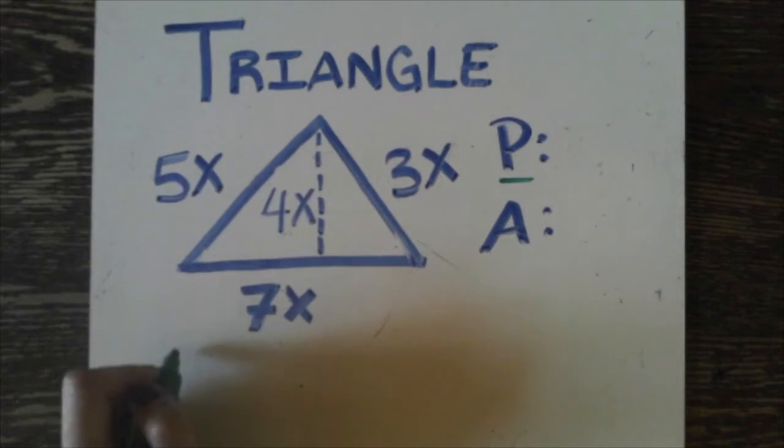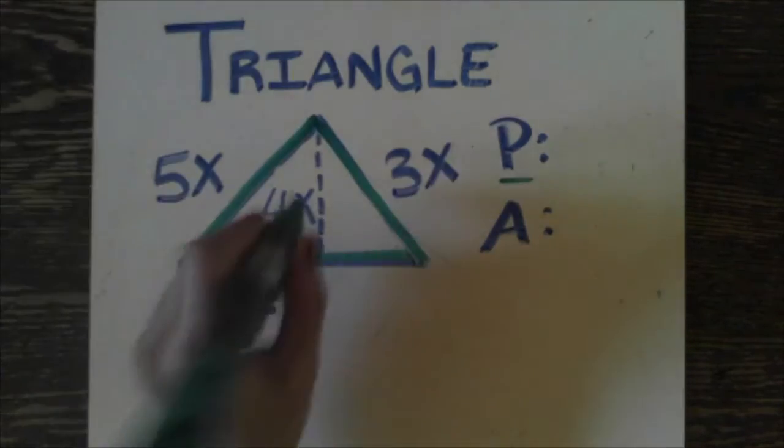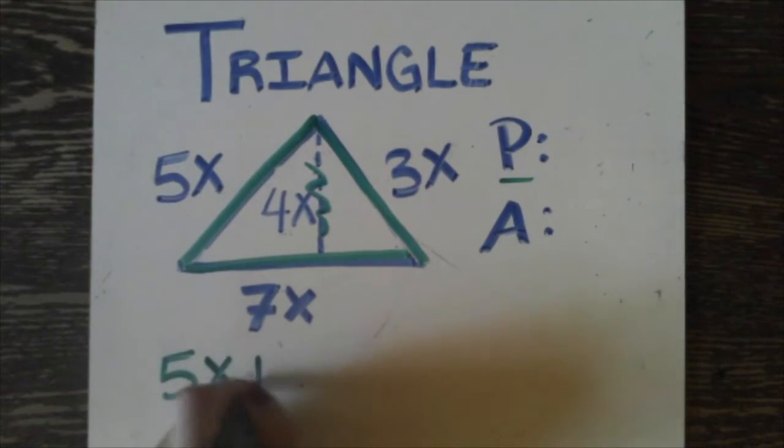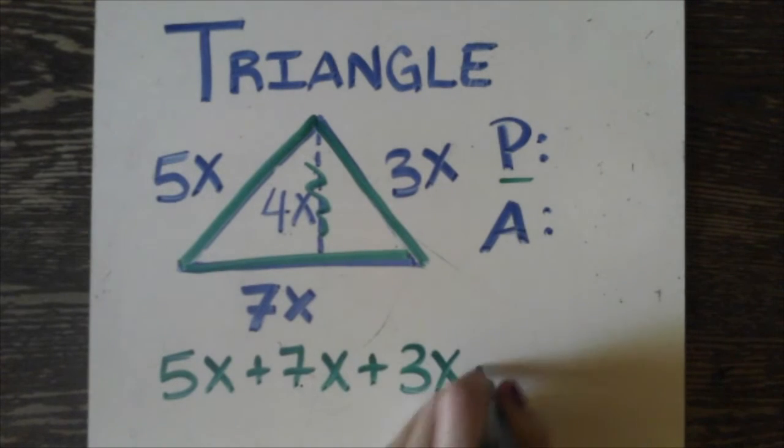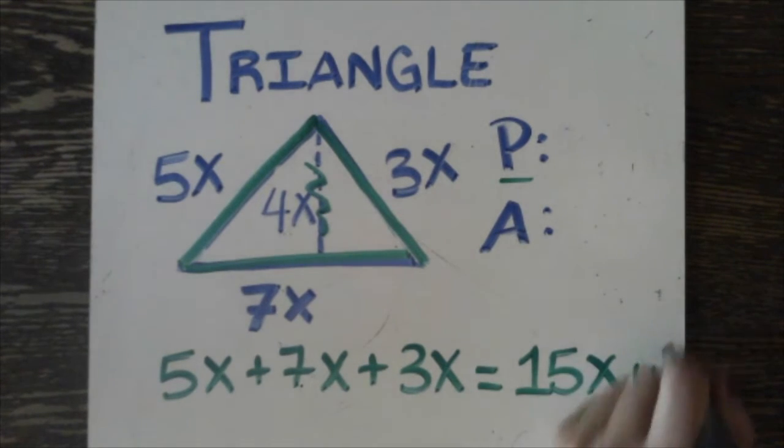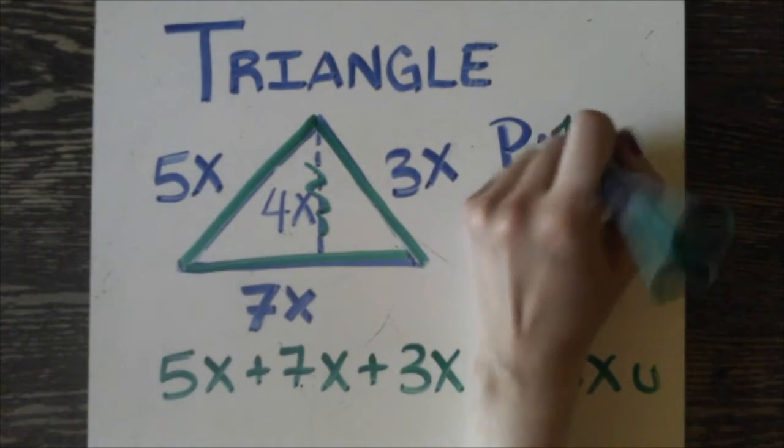In this triangle, we are given all the information necessary for the perimeter. We need 5x plus 7x plus 3x, not the 4x since it is not a side. We add them together and we get 15x units.